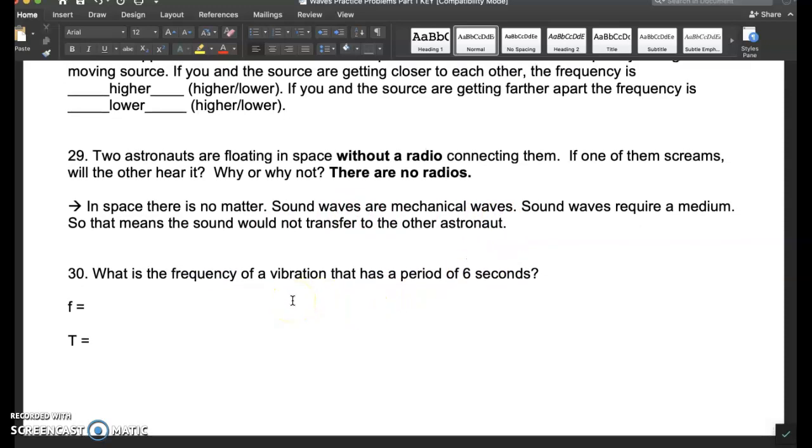So this one, just popping back, I got a period of 6 seconds, and it asks for frequency. I include this one at the end just so you can get in the habit of saying, okay, what are my givens? Identify your givens. Frequency is what I'm solving for. What is the frequency? Period is 6 seconds. I have a known and I have an unknown.